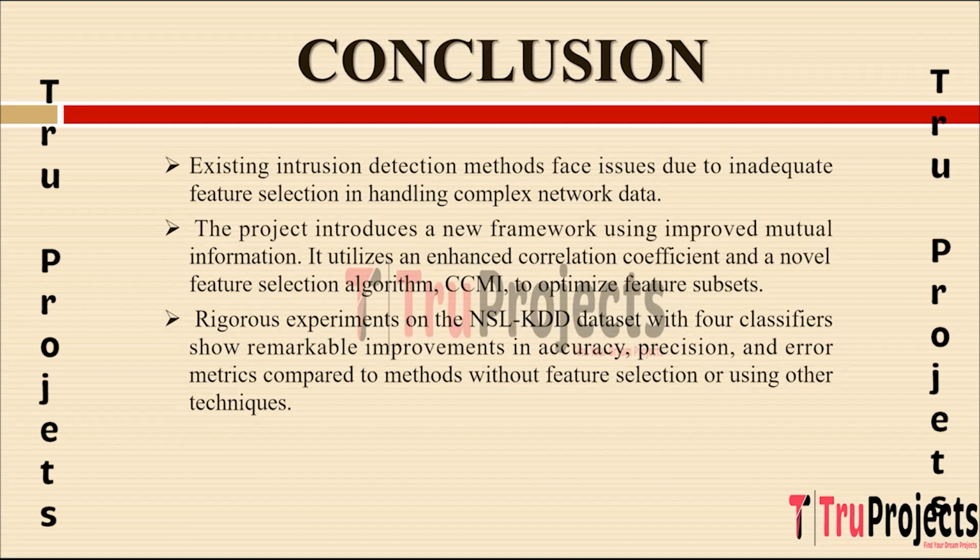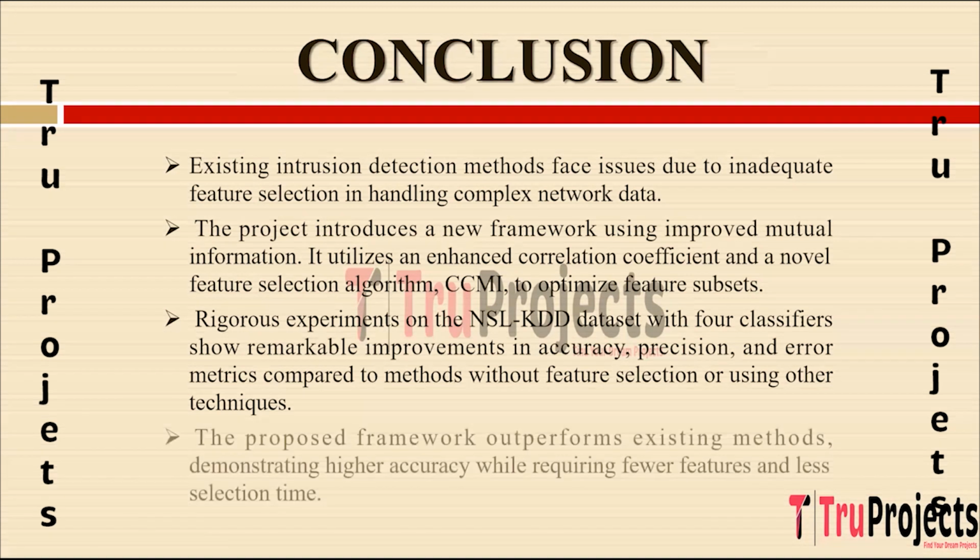Rigorous experiments conducted on the NSL KDD dataset involve 4 classifiers and show significant improvements in various performance metrics such as accuracy, precision, and error metrics. The experiments serve as empirical evidence showcasing the effectiveness of the proposed framework. The observed enhancements in accuracy and precision highlight the framework's capability to more accurately identify and categorize network intrusions compared to methods lacking robust feature selection techniques.